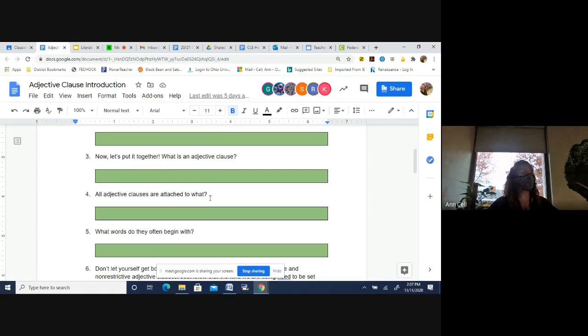Okay, so I need you to remember that because we're moving towards that in a second. All right. So an adjective clause, dependent clause that describes a noun. Number 4. Okay, so now we're going to read a little bit more.